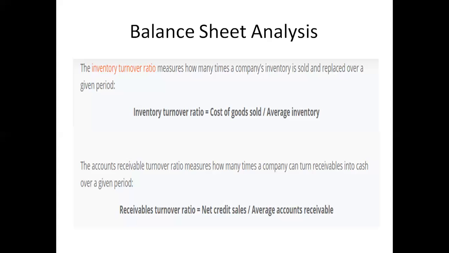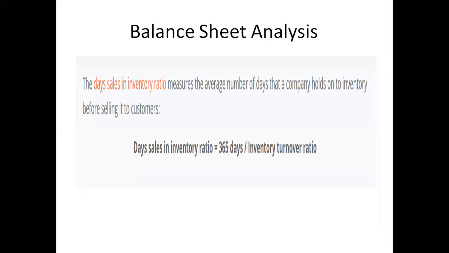That means you are getting your money back in more time. The days in inventory ratio measures the average number of days that the company holds on to its inventory before selling it to the customers. Now, days sales in inventory ratio is 365 days divided by inventory turnover ratio. Now, what does it implicate?